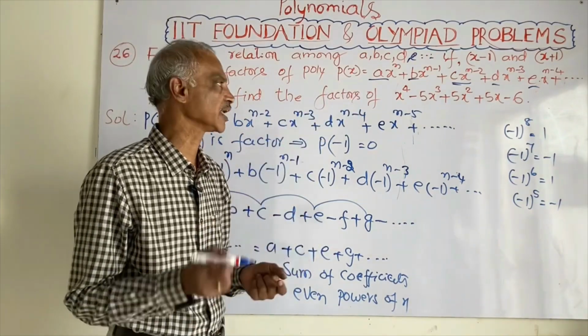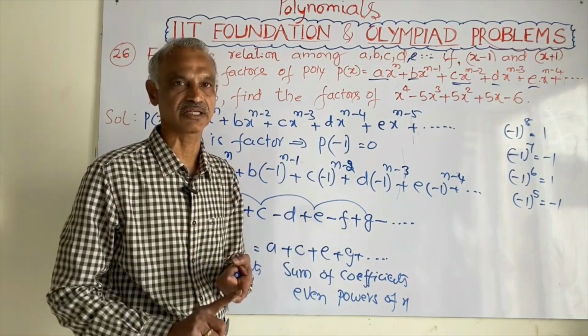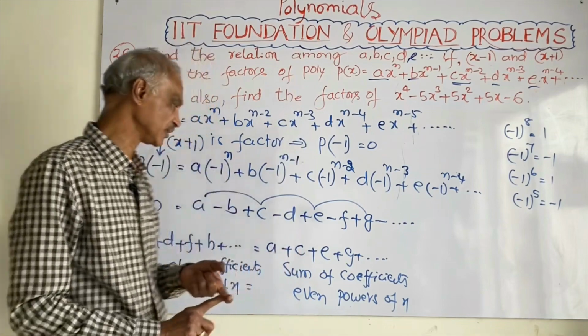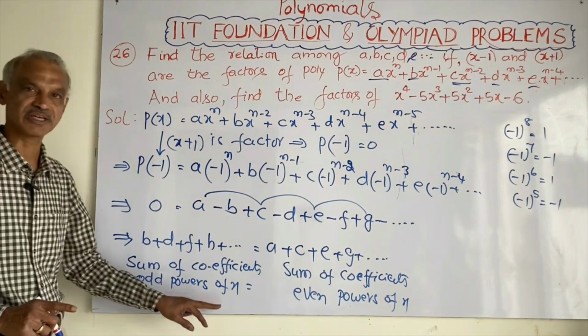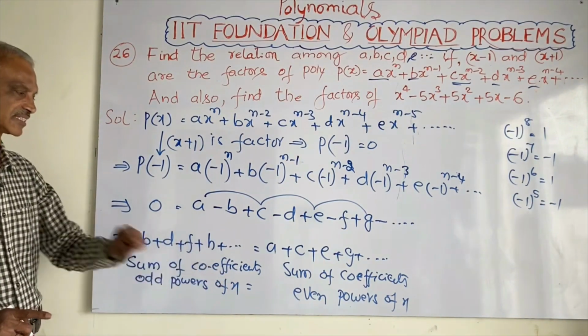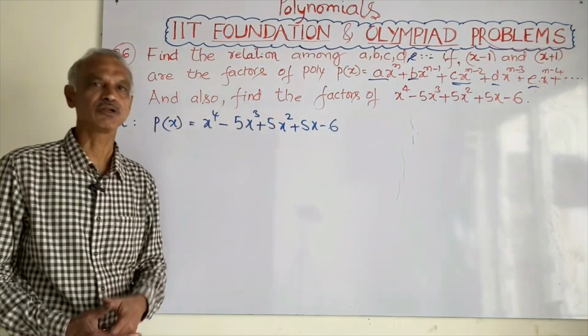If x minus 1 is a factor of this polynomial, then the sum of the coefficients is equal to 0. A plus b plus c plus d and so on is equal to 0 you will get, if x minus 1 is the factor. If x plus 1 is the factor, then you can say the sum of coefficients of odd powers of x is equal to the sum of the coefficients of even powers of x. Now this problem, find the factors of this polynomial.